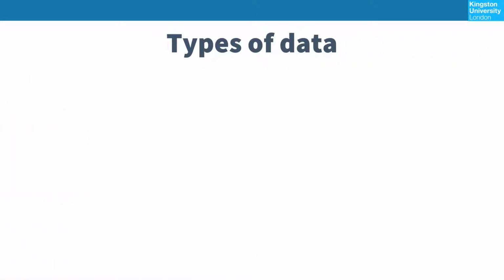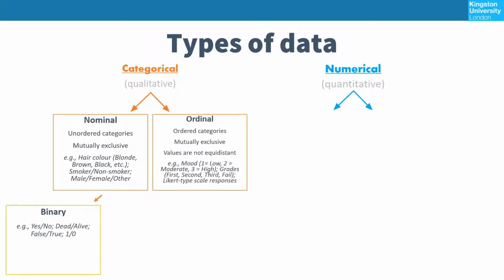Speaking more formally about this type of data, we can say that categorical data is a qualitative type of data, while numerical data is a quantitative type of data. Considering nominal and ordinal, we say that nominal data refers to unordered categories of data, belonging to which is mutually exclusive. So for example, somebody can be a smoker or a non-smoker, or they can have blonde hair or brown hair, but they cannot belong to multiple categories at the same time. This is very evident when you look at binary data, where you can either have yes or no answers, true and false, and ones and zeros.